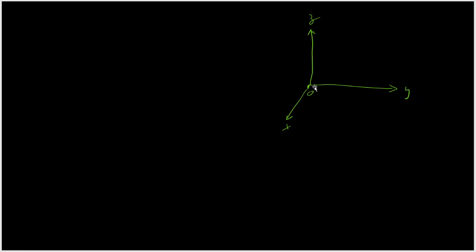Again, x-axis is outward. So can you see it's from inside to outside? It's outward. And the y-axis is rightward, from left to right. Z-axis is upward. That's the setup. In most cases, that's the setup.